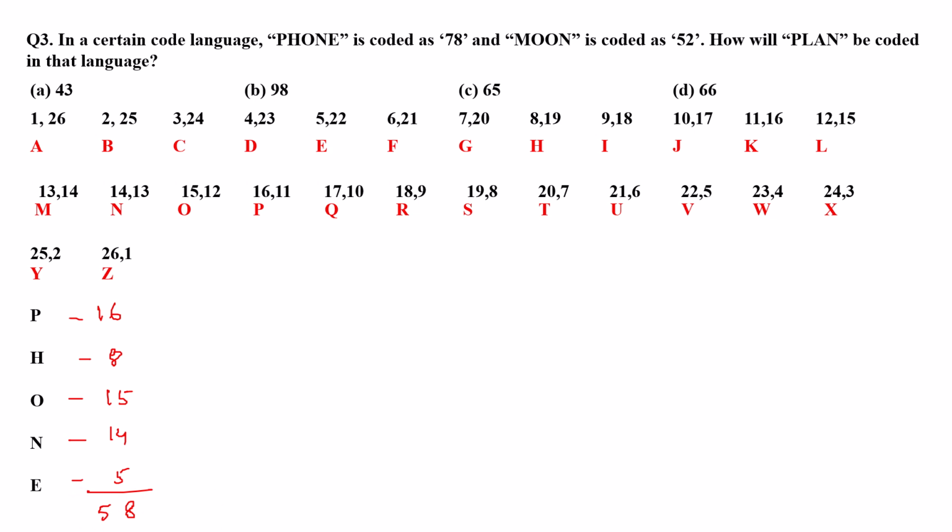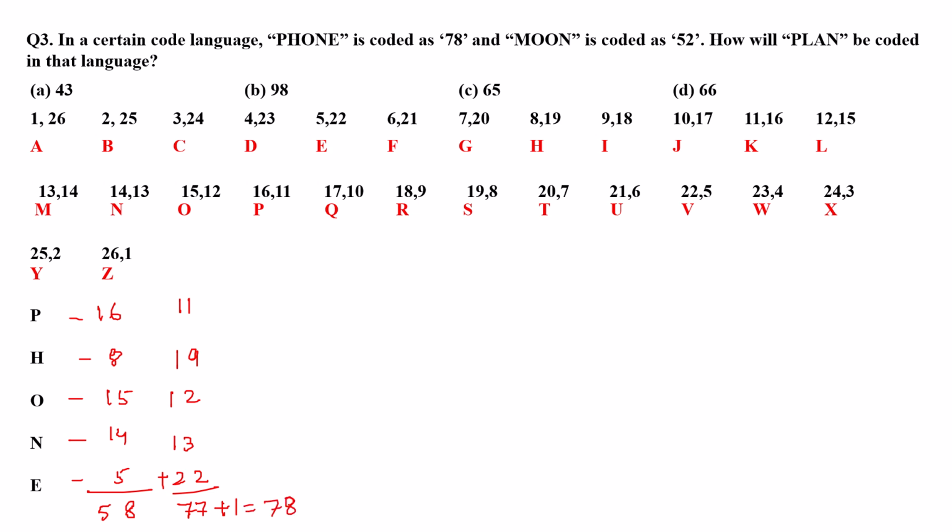Okay. Now let's try one more thing. Let us give the position from the backward direction. So P is 11, H is 19, O is 12, N is 13, E is 22, and if I add it, I am getting 77. Okay, but the coding is given as 78, which means if I do plus 1, I am getting 78.